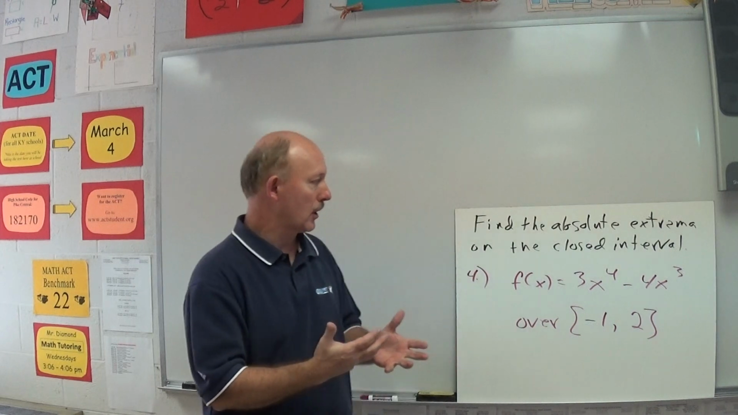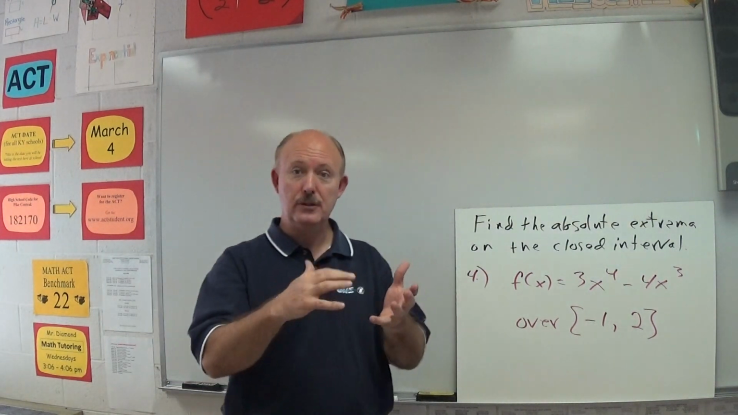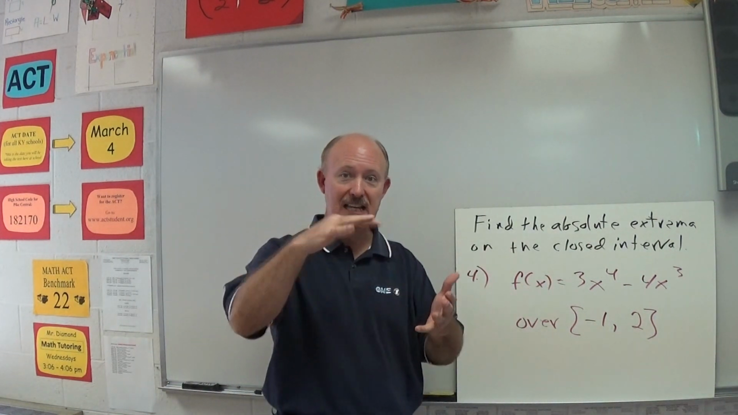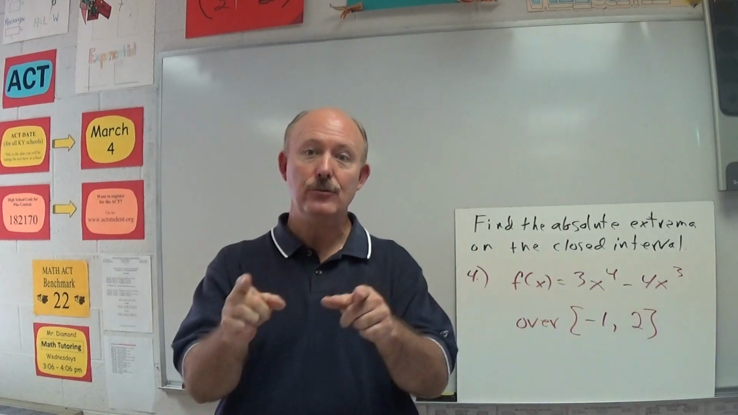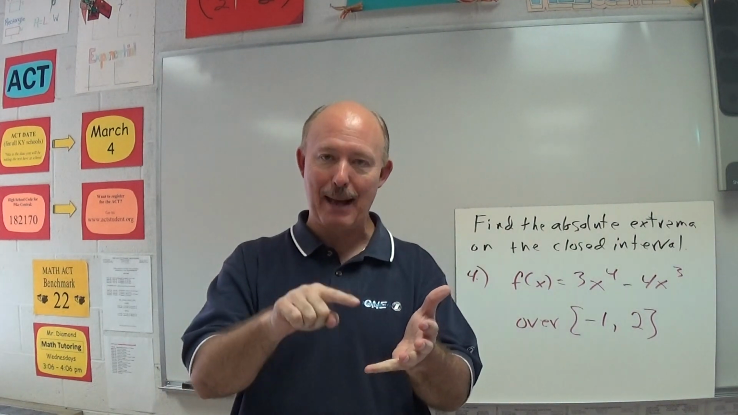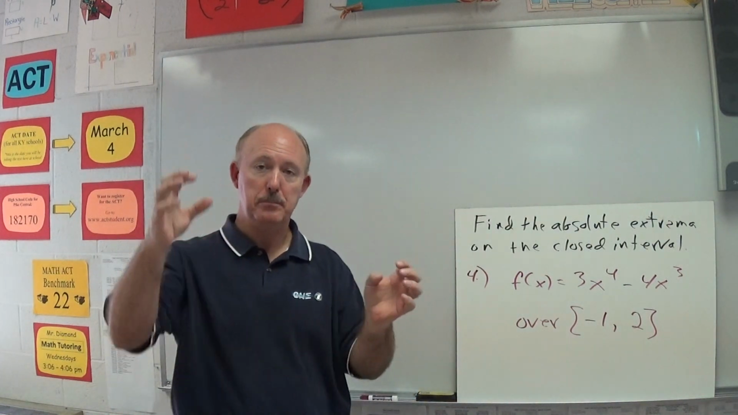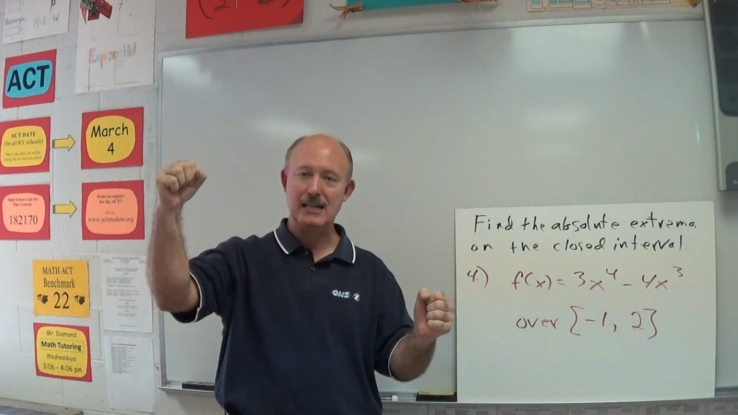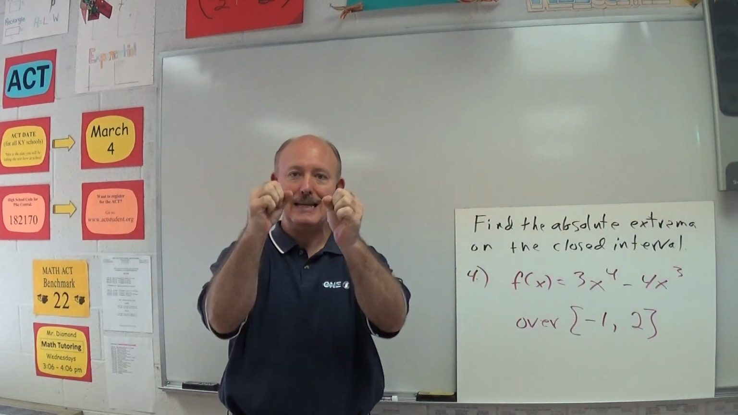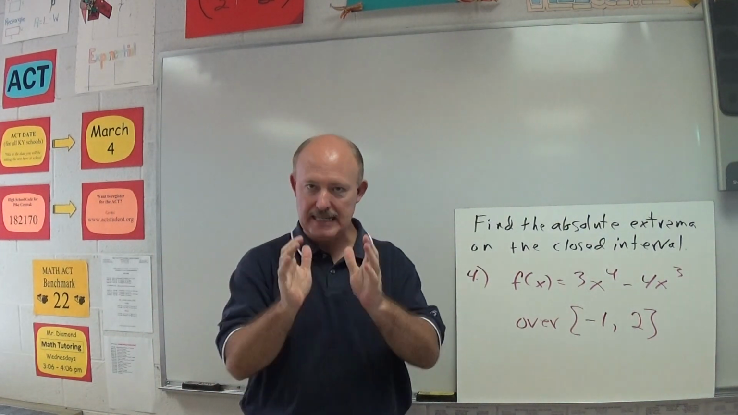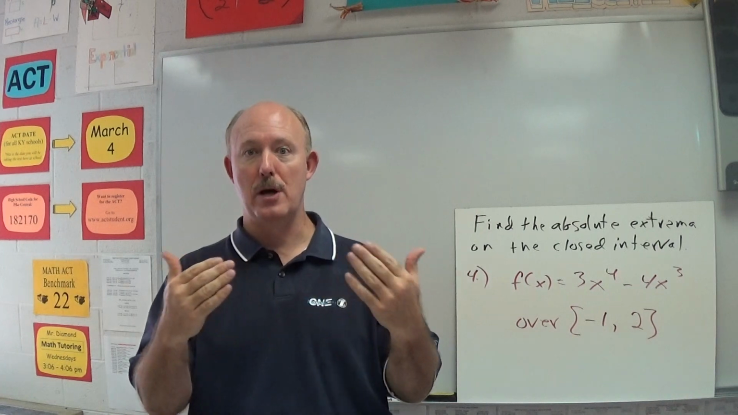So remember now, on a closed interval, as long as the function is continuous, and this is a polynomial, it's continuous everywhere, there has to be an absolute minimum and an absolute maximum. So we're going to find both of them. Now, it could be that the minimum or maximum point could be at the endpoints, or it could be in the interior of the function. Now, the interior of the function would be its critical numbers.